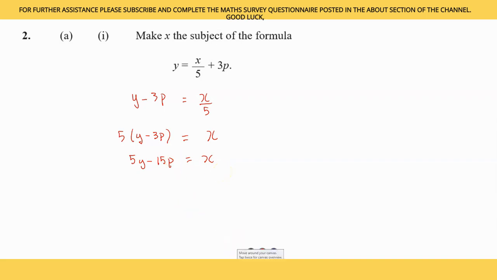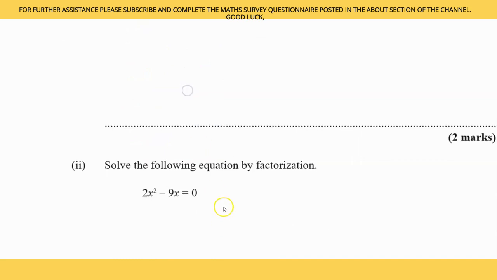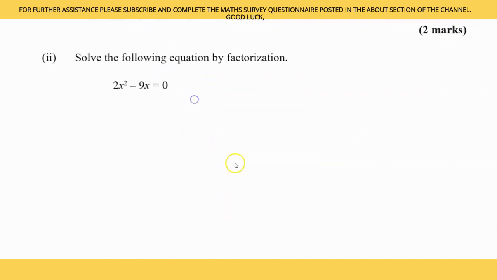Let's move on to part B, the second part of the question. You are asked to solve this equation by factorization. By examining this equation, it's very straightforward. The common factor in this equation is x. So we're going to factor out x. So we would have 2x in the bracket there minus 9, and that equals 0. So it means that x equals 0, or 2x minus 9 equals 0. So 2x would equal 9. So x equals 4.5.